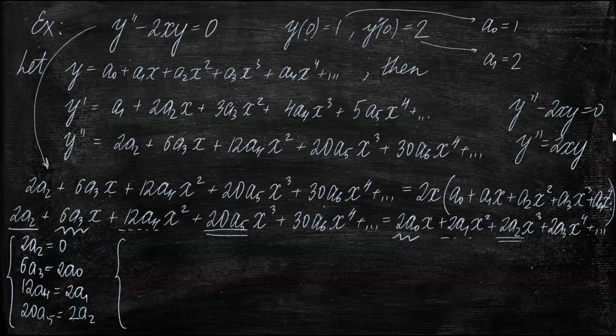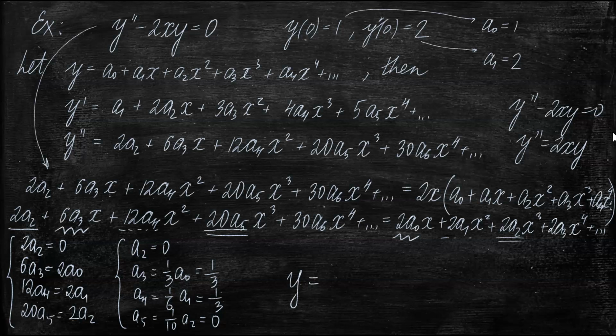And from here we'll learn that a2 is equal to 0, a3 is equal to 1/3 of a0, but since a0 is equal to 1, a3 is equal to 1/3. a4 will be equal to 1/6 of a1, and since a1 is equal to 2, a4 is equal to 1/3. a5 is equal to 1/10 of a2, but since a2 is equal to 0, a5 is also equal to 0. And we can continue this. However, let's just write what we have so far.